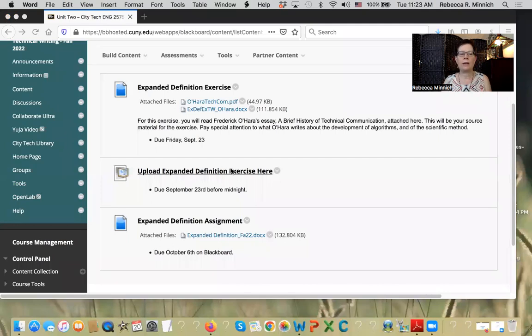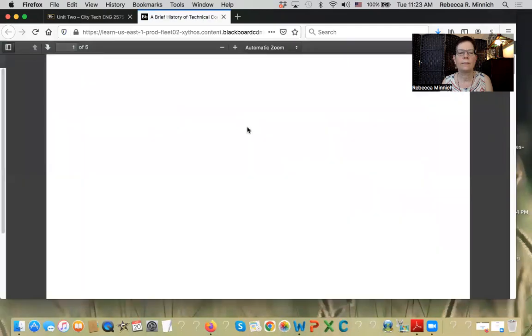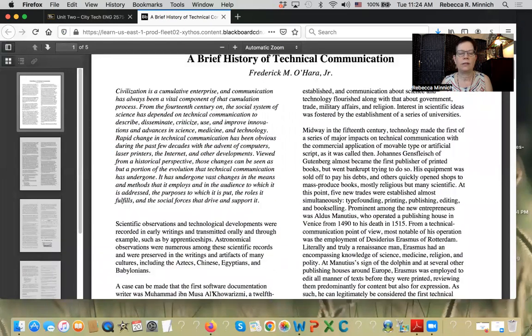But I want to look at our expanded definition exercise. That's the one that's due this week. All right. So due on Friday is an exercise to practice defining a scientific term while including its history. Right. So for this, you have a reading. Let's open up that reading. The reading is from technical communications expert Frederick O'Hara. It's 5 pages long and it's attached as a PDF here to the assignment.